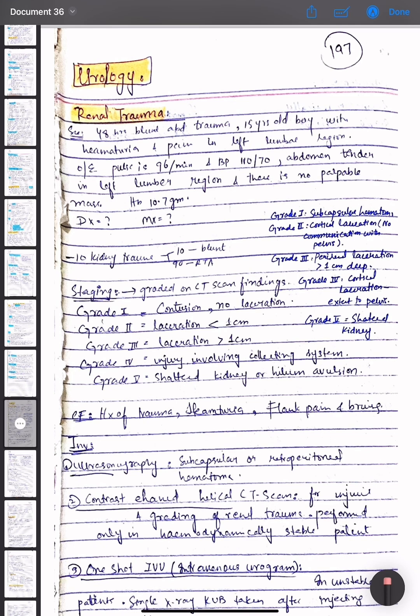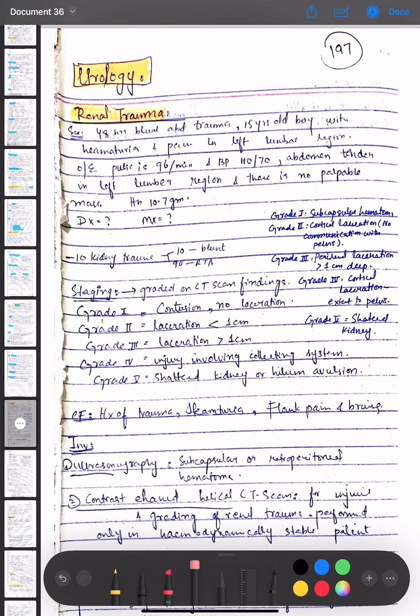Okay, so we are starting the urology unit. We are having the topic renal trauma. So there is a scenario that says that there is a 48 hours blunt abdominal trauma history of a 15 years old boy with hematuria and pain in left lumbar region.